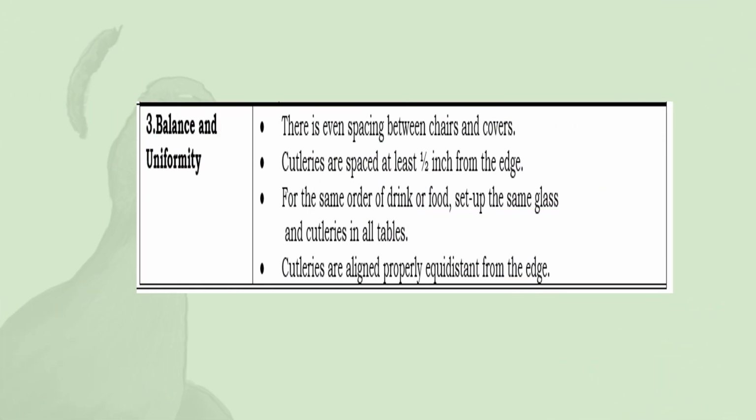Number 3, balance and uniformity. There is even spacing between chairs and covers. Cutleries are spaced at least ½ inch from the edge. For the same order of drink or food, set up the same glass and cutleries in all tables. Cutleries are aligned properly, equidistant from the edge.